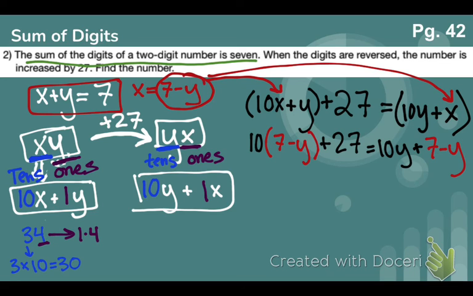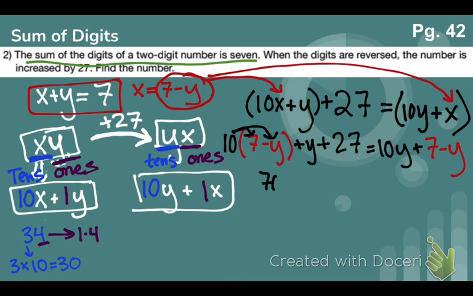Negative 10y. Oops, I forgot that y. I think I did this wrong. Wait, hold on, I forgot a y. You multiply the 10 instead of 7 minus y. Great, I will distribute my 10.